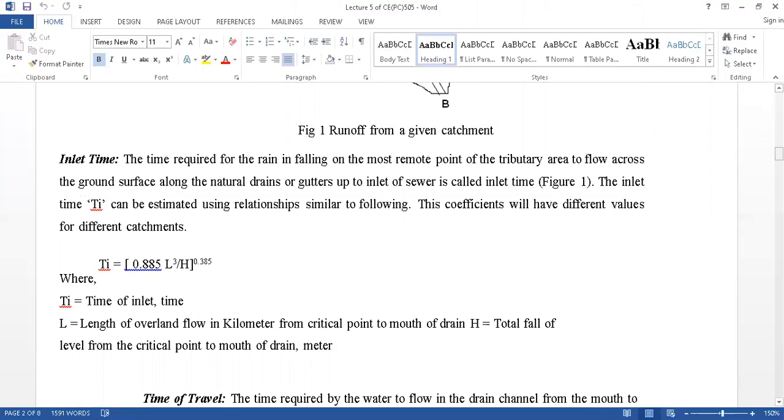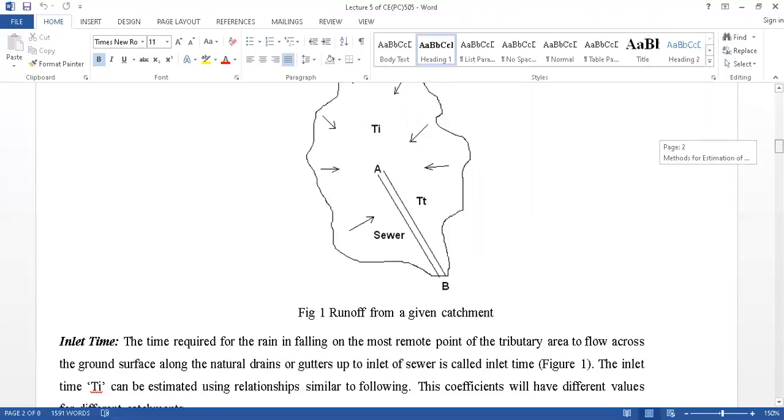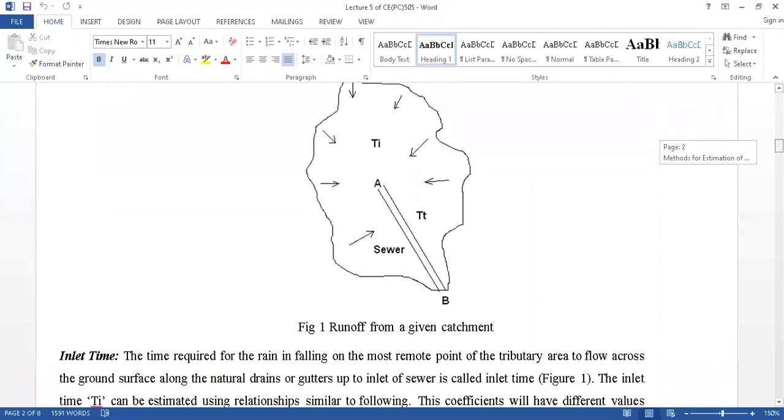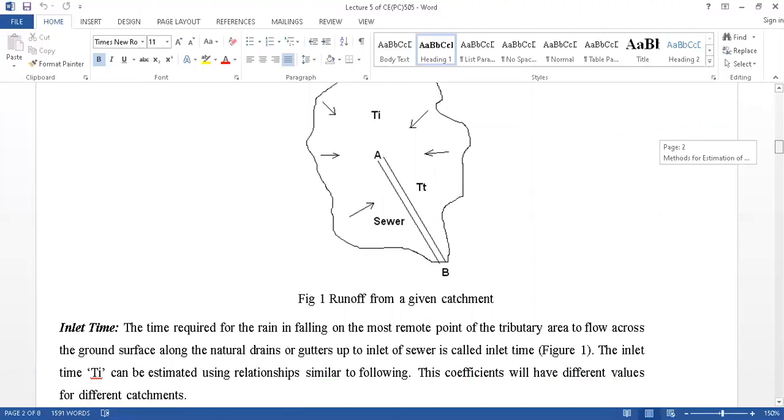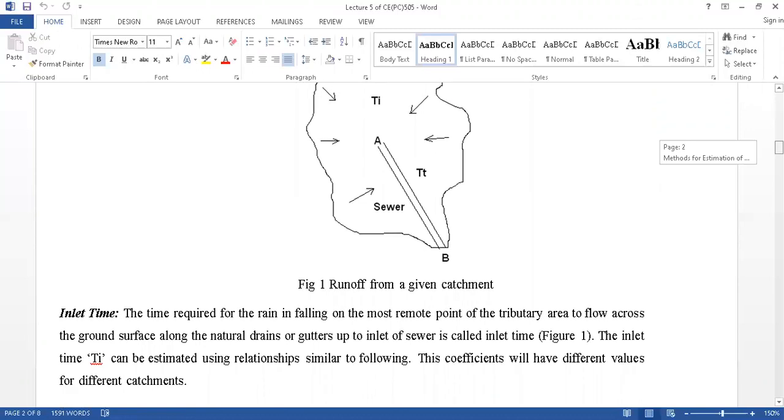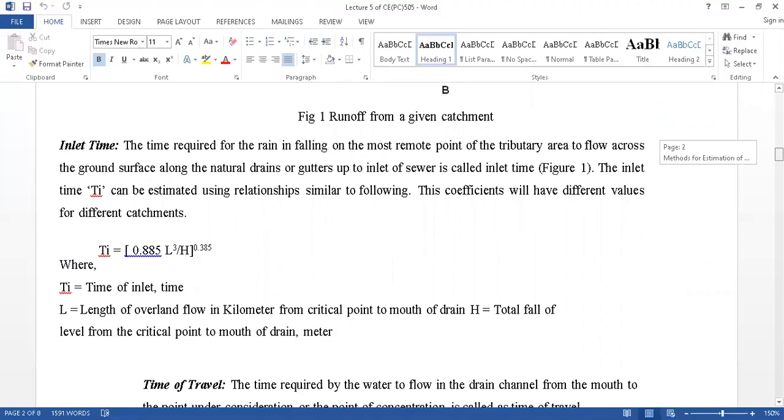That means where the storm water started to enter the sewer. That is why I am calling it up to the inlet point of the sewer the inlet time. As I have shown in the figure, from the remote point to the drain inlet point, that is point A, that is one part, and travel time means from A to B, that is the second part. So from the remote point to A is the inlet time, and A to B is the travel time, that I am going to mention.